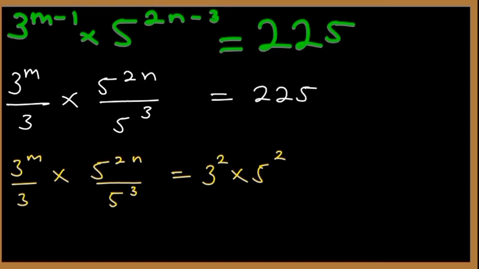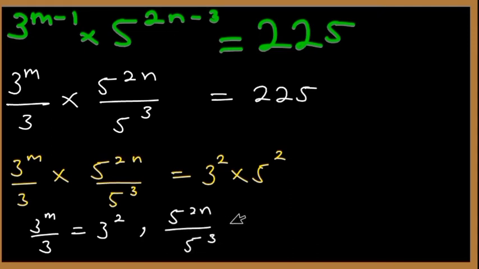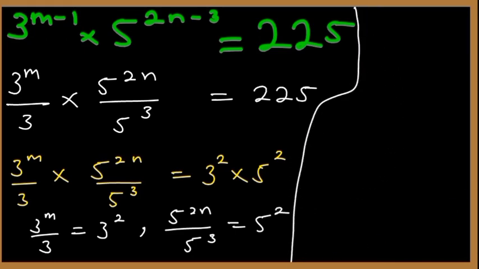So from here we can compare. By comparing, I'll have 3 to the power m all divided by 3 equals 3 to the power 2, and 5 to the power 2n all divided by 5 to the power 3 equals 5 to the power 2. So from now we solve for our m and n.